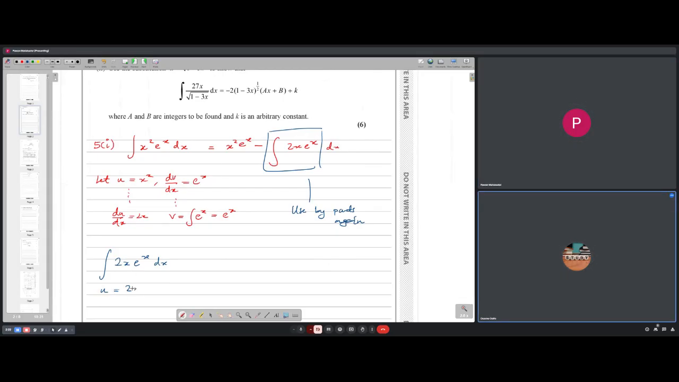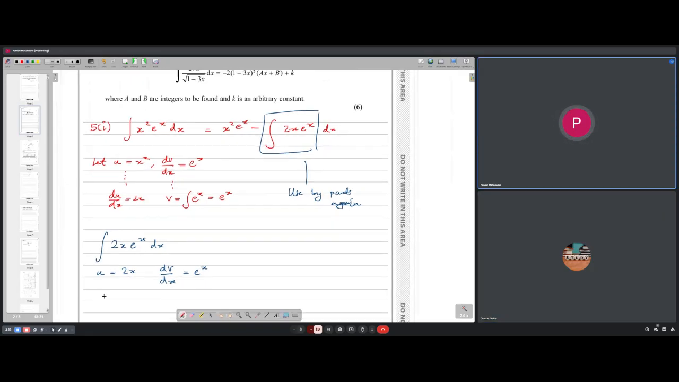Yeah. So then du over dx would just be 2. V would just be e to the x again. So that means here you would have u times v, so 2x times e to the x minus 2e to the x. Very fortunately, that's just 2x e to the x minus 2e to the x, like that.